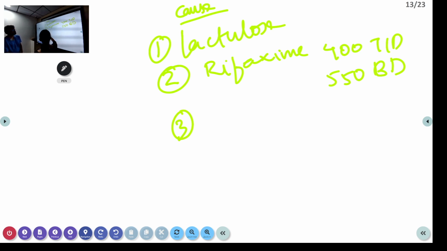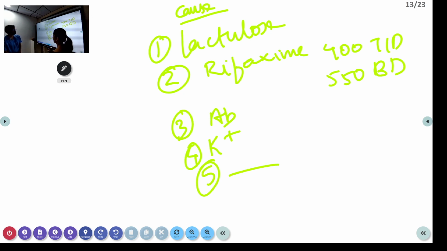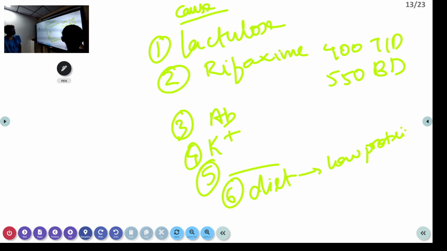If the patient is having associated infection, we'll have to give antibiotics. If this patient is having hypokalemia, we'll have to correct the potassium. If the patient is having cerebral edema, we should give hypertonic saline or mannitol, depending on whether it is present or not. Then, what should be the diet? The protein should be decreased. Okay, low protein diet. And whatever the cause, that cause should be managed.